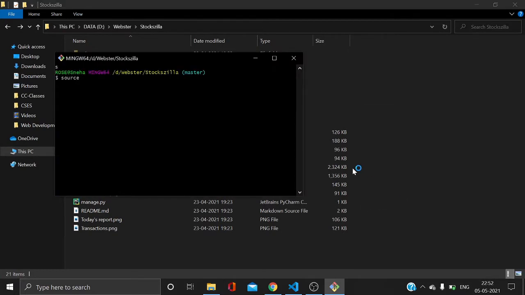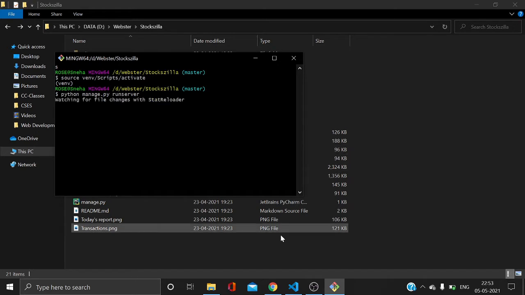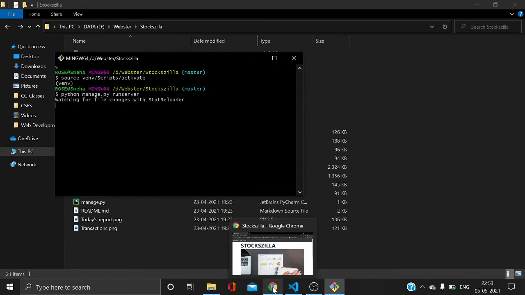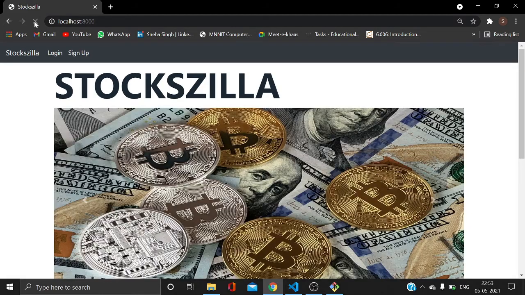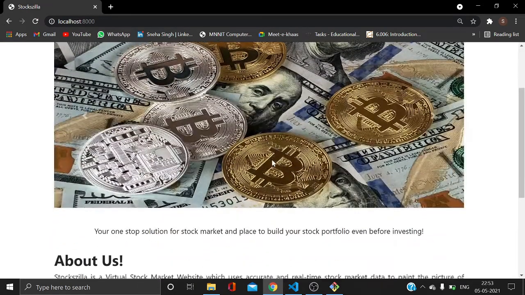First, I will activate the virtual environment. And then I will use the command python manage.py runserver. So now our website is available on localhost 8000. So this is the home page of our website.